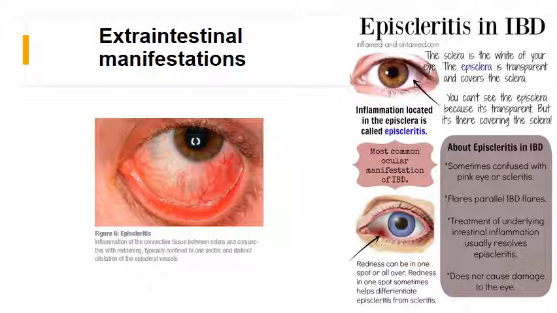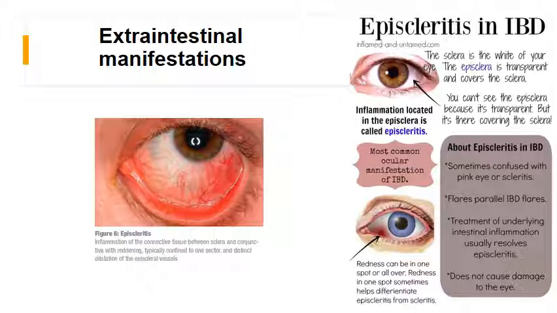Now, the most common ocular manifestation of IBD is episcleritis, and it's often confused with pink eye or scleritis. You can have redness at one point, or the redness can be present all over the eye. If the redness is at one point, which is more common, it often helps to distinguish between episcleritis and scleritis. Now, the flare of this condition in the eye is parallel to the flare of IBD.